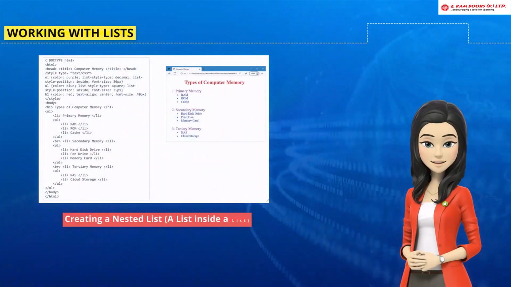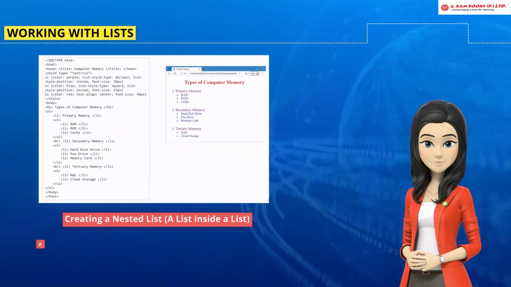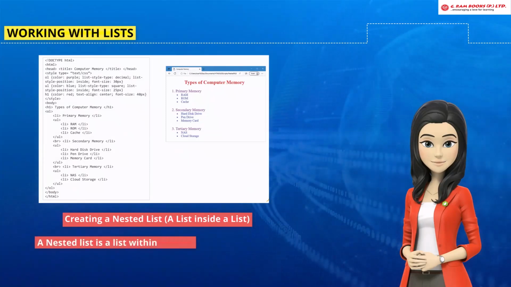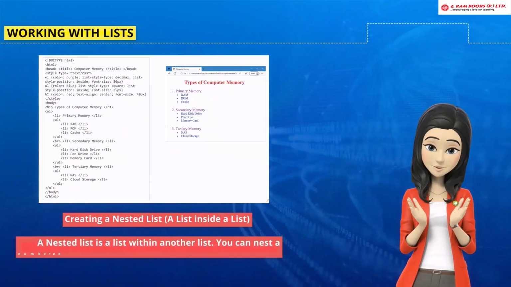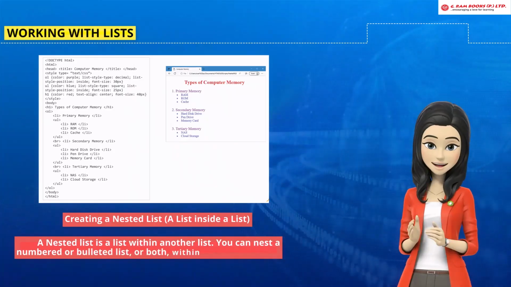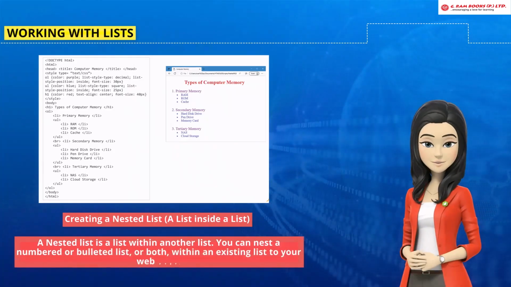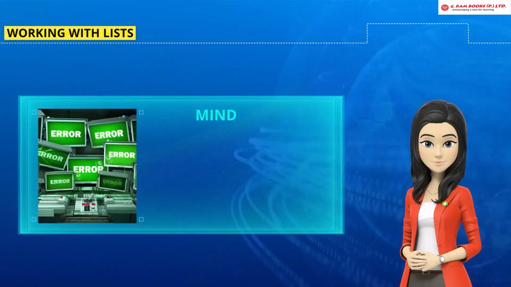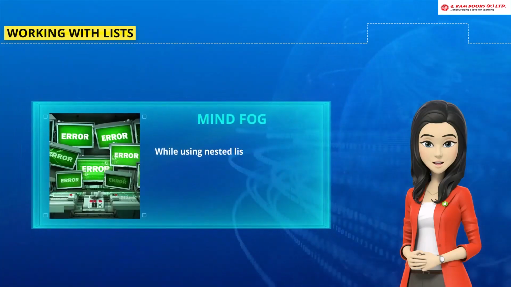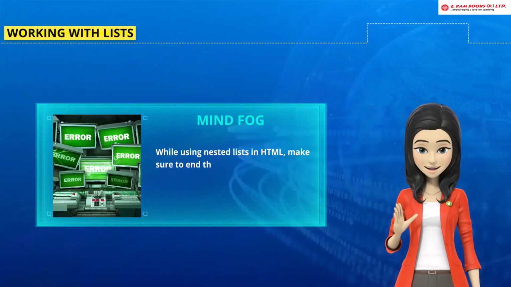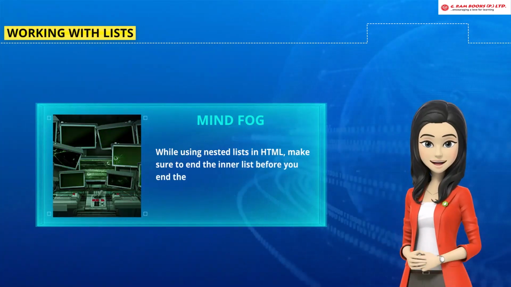Creating a nested list, a list inside a list. A nested list is a list within another list. You can nest a numbered or bulleted list, or both, within an existing list on your web page. Mind the gap: while using nested lists in HTML, make sure to end the inner list before you end the outer list.